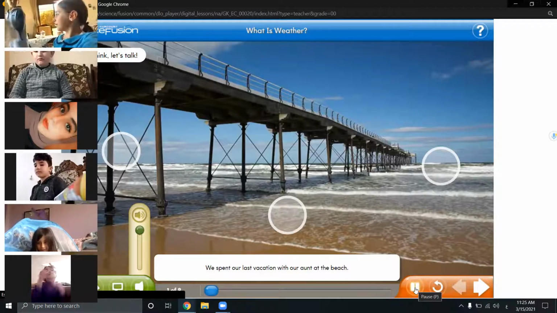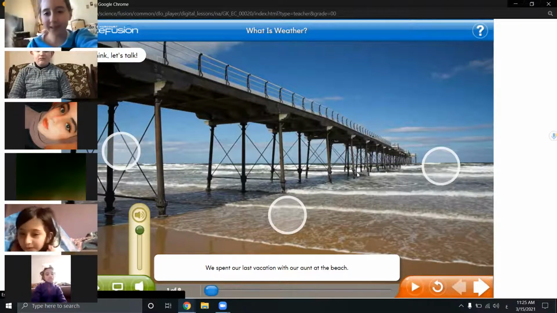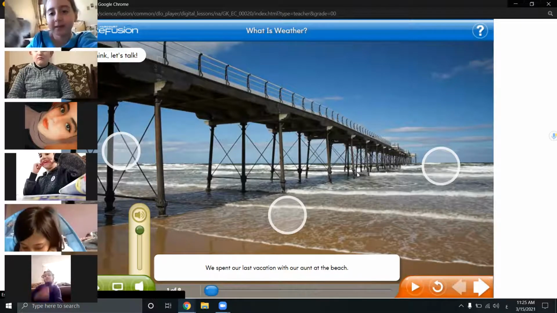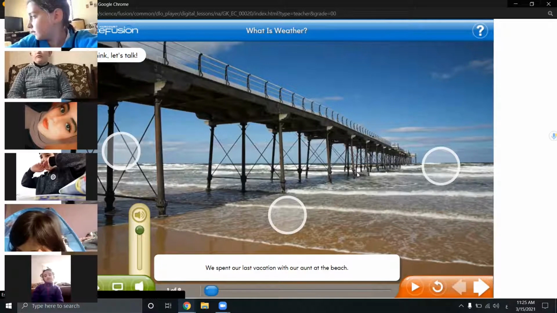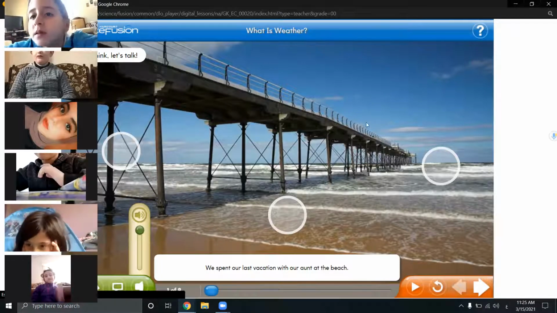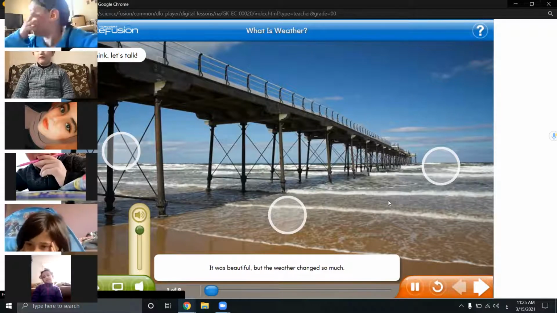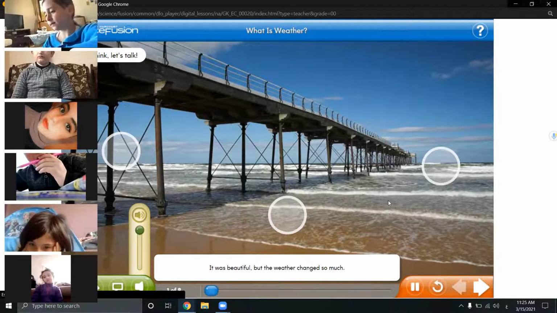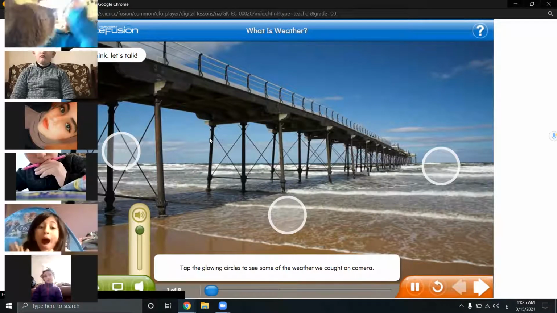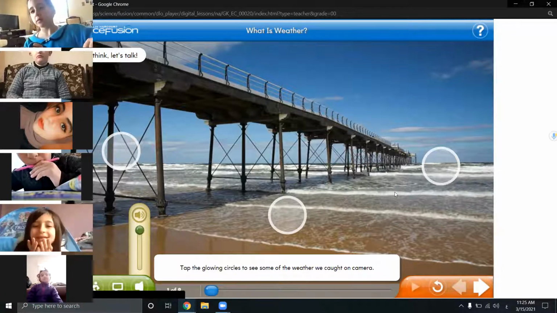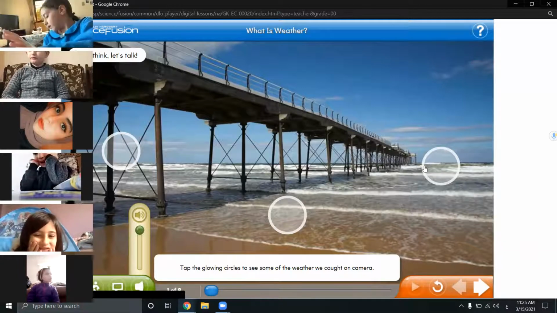Vacation with our aunt at the beach. So the sound that comes from the computer is telling you that they spent their last vacation with their aunt at the beach. Okay, so where were they at the beach? It was beautiful, but the weather changed so much. Tap the glowing circles to see some of the weather we caught on camera. Okay, we have to tap these circles to see how weather changes, okay?